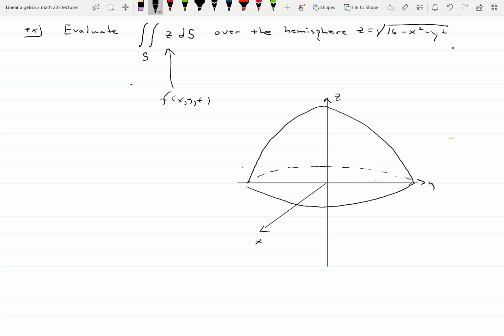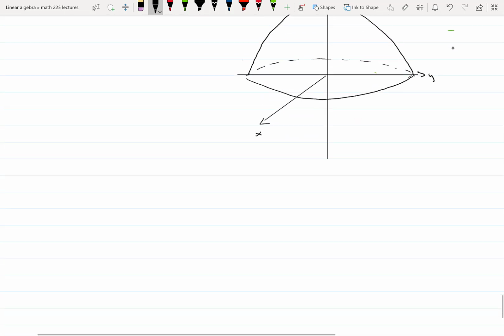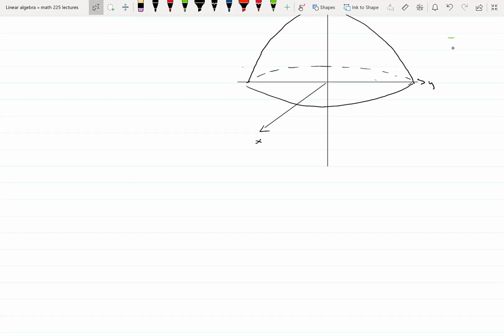So now we're integrating f of x, y, z equals z over the hemisphere z equals the square root of 16 minus x squared minus y squared. The surface over which we're integrating is the same surface we found the surface area of in the previous section, probably about half hour ago. But we're integrating not 1 anymore, we're integrating z. So how do you evaluate a surface integral?